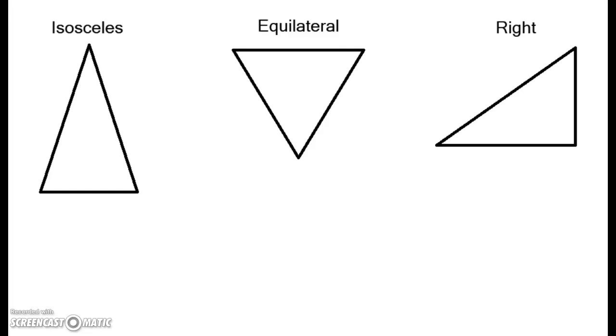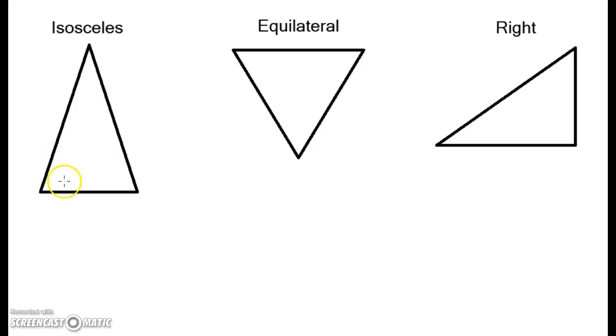So we're going to start the unit on triangles now, and there are lots of different triangles that we'll be exposed to in geometry, but three of the big ones are isosceles triangles, equilateral triangles, and right triangles, and we need to know some properties about each of these triangles.